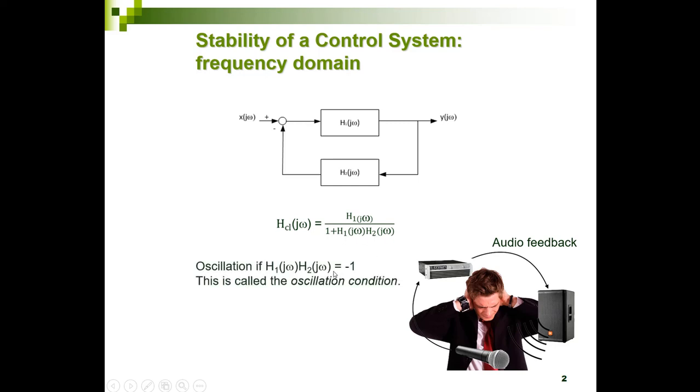Well, this system starts to oscillate when all the blocks in the loop, what we call HL, are equal to -1. That is what we call the oscillation condition, and that is what happened in the audio feedback you heard before. So we have to judge whether this can occur. Is there a frequency at which this condition will be met, because in that situation we have oscillation, and that is of course what we do not want.